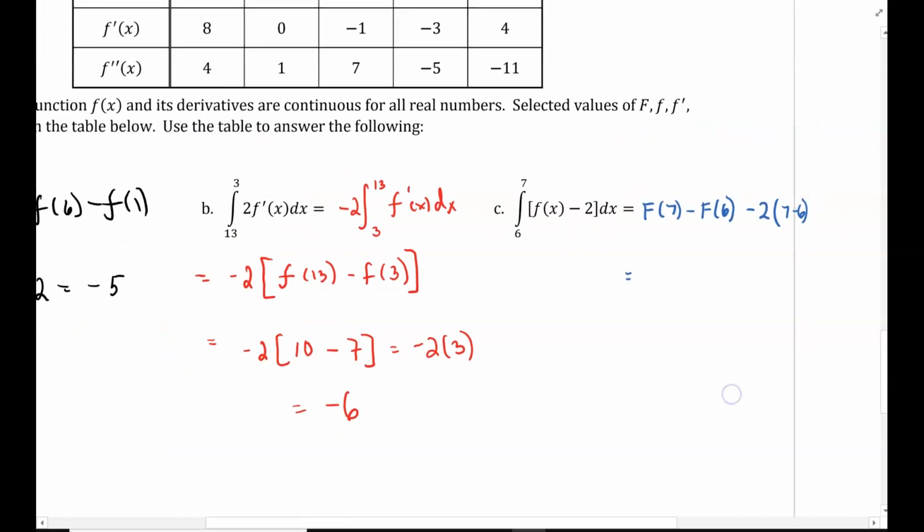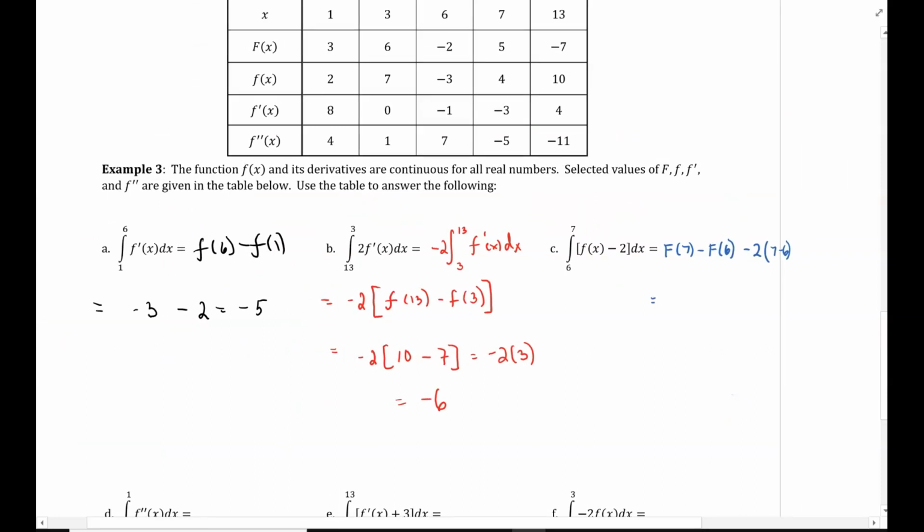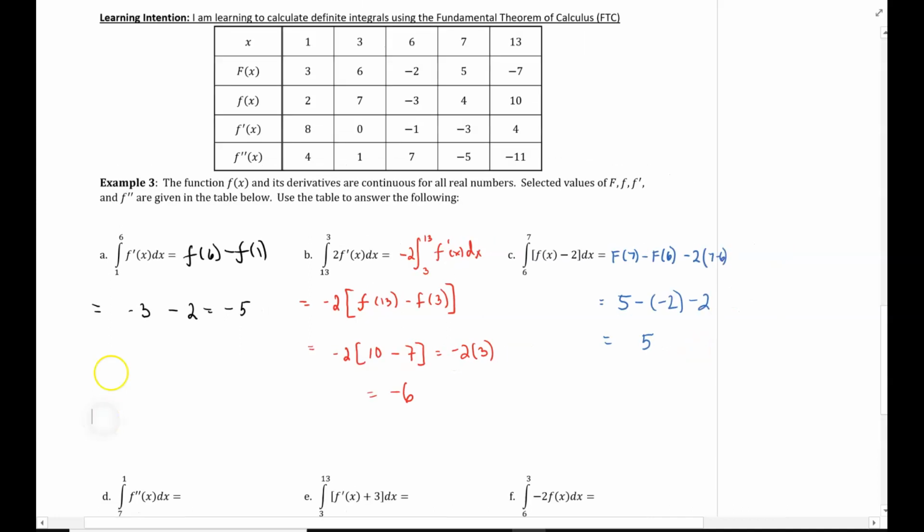And capital F of 7 was 5, minus capital F of 6, which was negative 2. There's that parentheses that I was talking about. Minus 2. This gives us 5 plus 2 minus 2. Answer is 5. So hopefully you got that value.